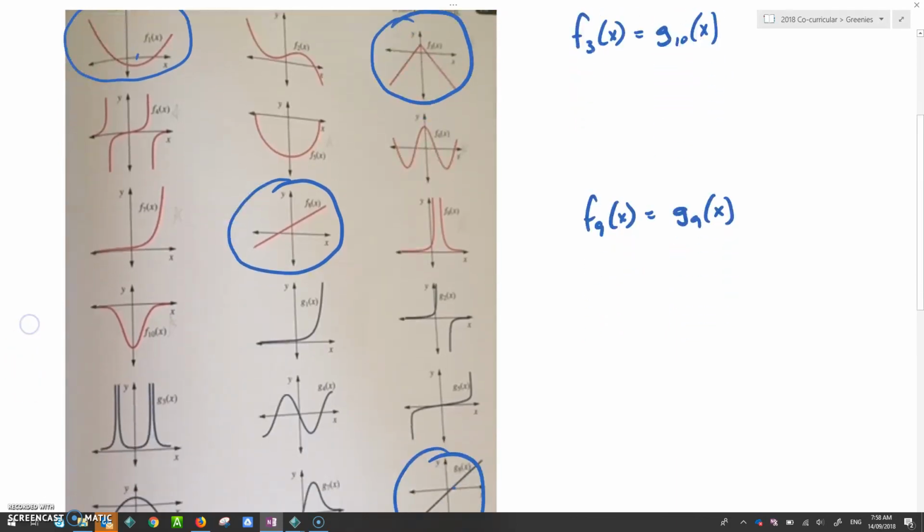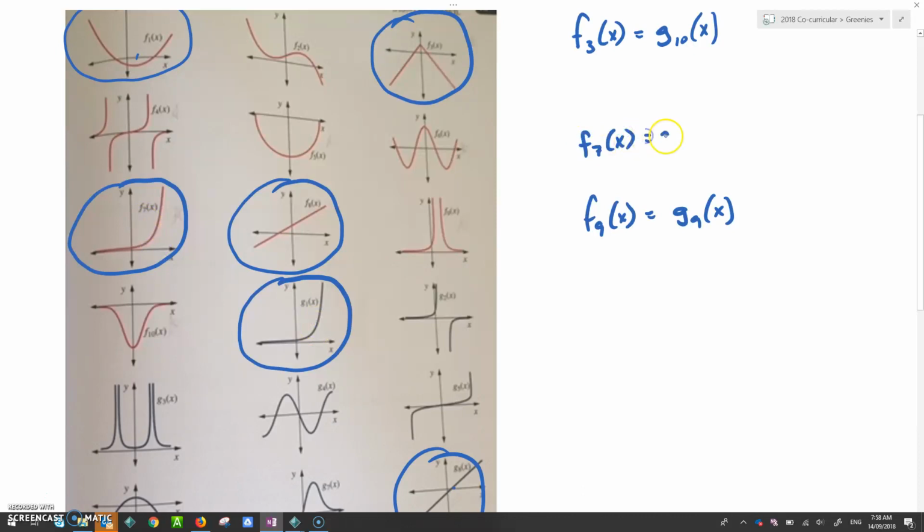What's another nice looking one? Here's a gradient that starts pretty flat, close to zero, and then gets steeper and steeper as you go. Here's a gradient that starts close to zero for negative numbers and gets steeper and steeper as you go. If you remember something special about e to the x, it's the function whose derivative is the same as the function. That looks pretty much like that. So that's f7 and g1. f7 of x equals g1 of x.